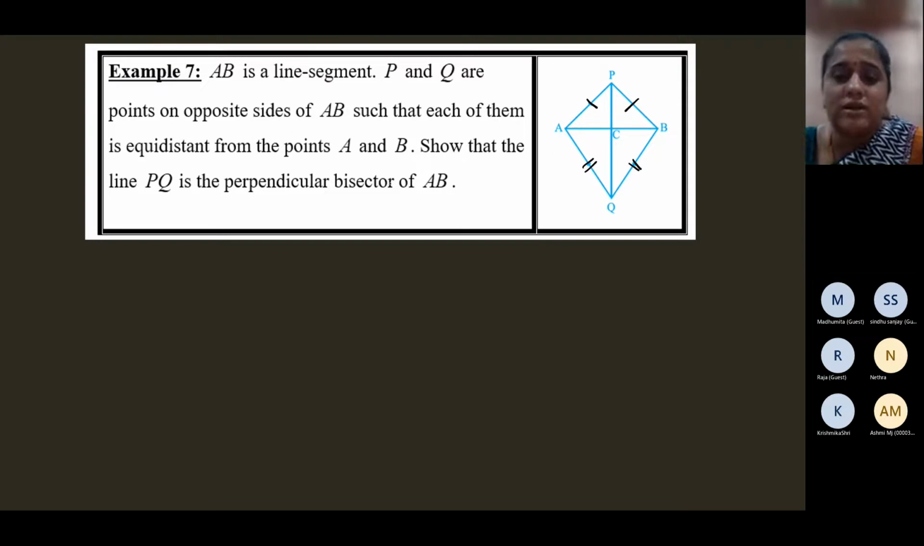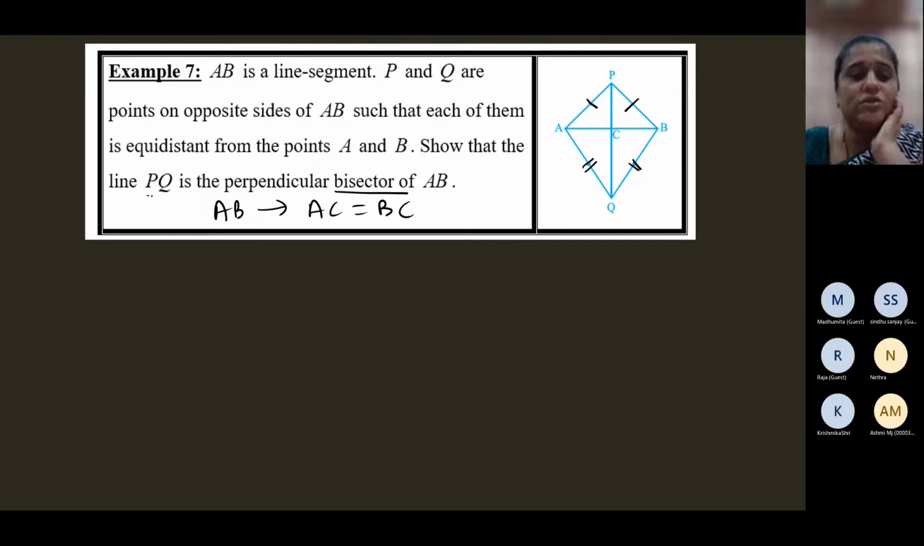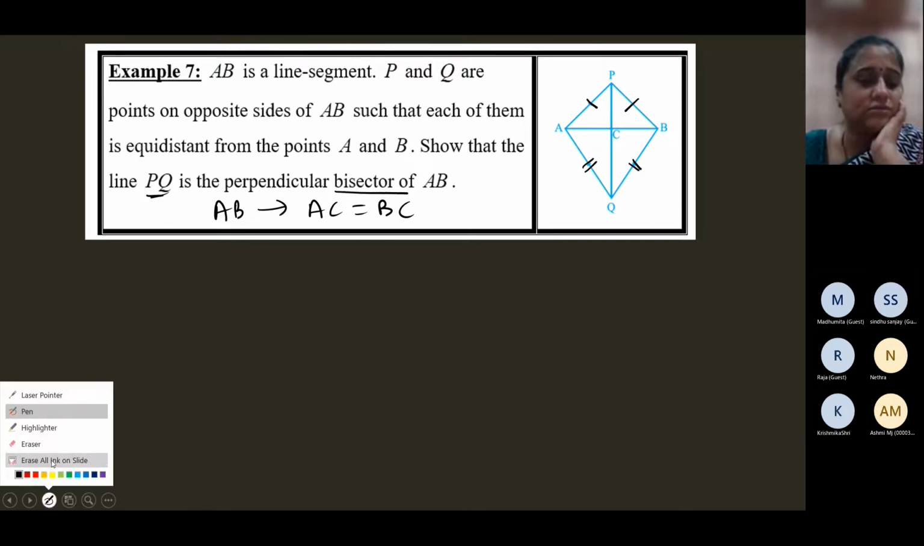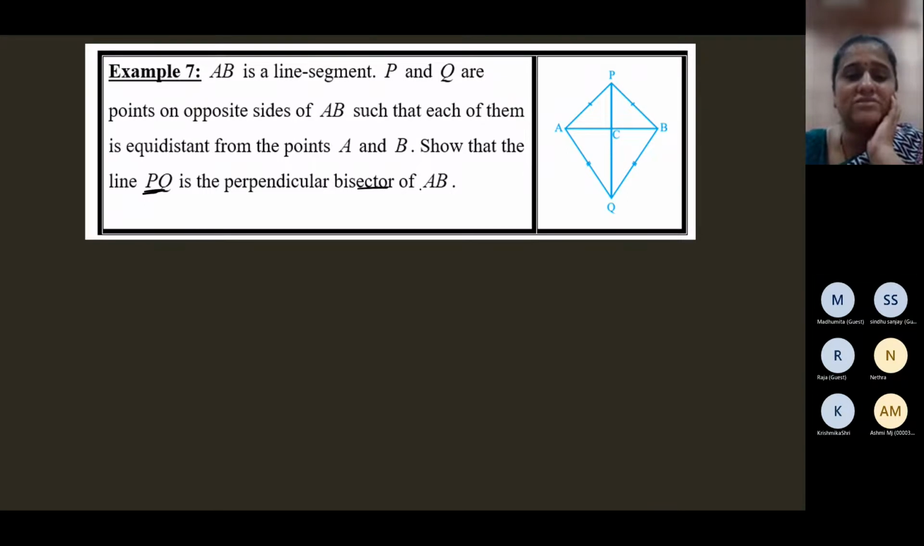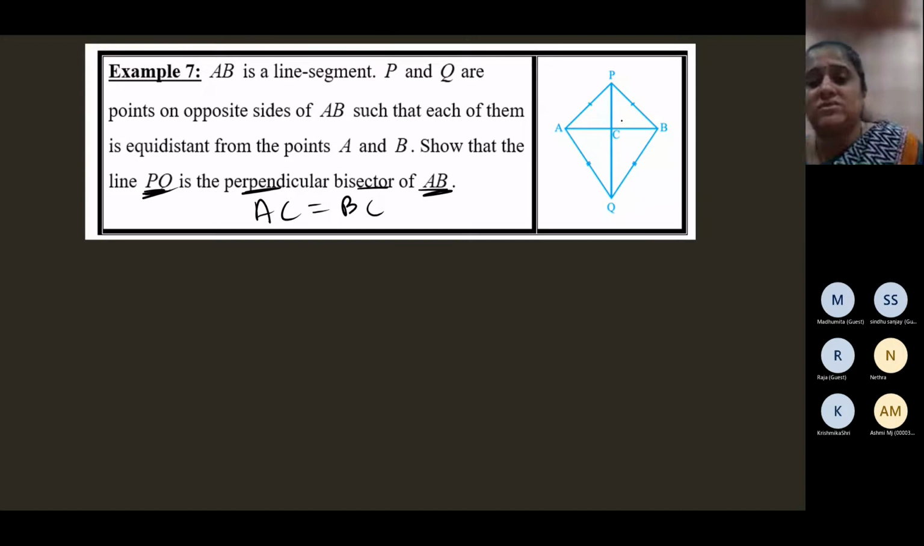Now you have to show the bisector, meaning you'll have to show that AC is equal to BC. See, the smaller diagonal is AB, and AB is cut into two equal pieces. That means you should show that AC is equal to BC. PQ bisects AB, which means it cuts AB into two equal pieces. So you should show that AC is equal to BC. This is one thing. And PQ is perpendicular to AB. So this is PQ, this is AB, 90 degrees. So these are the two things we'll have to prove.